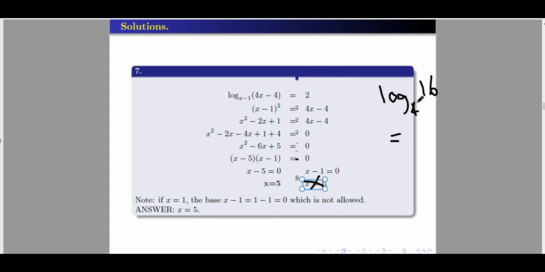Take note, 16 is 4 squared. So base 4, by the property of logarithm, this is just equal to 2. So it's equal to 2. Therefore, x equals 5 is correct. Okay, now x equals 1 again is not a solution because the base will become 0 and it is not defined.